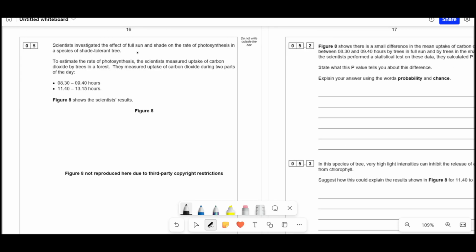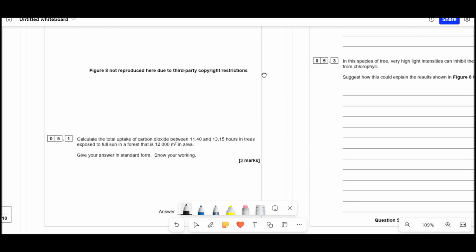Scientists investigated the effect of full sun and shade on the rate of photosynthesis in a shade-tolerant tree. To estimate the rate of photosynthesis, they measured the uptake of CO2 in a forest. They measured during 2 parts of the day, so from 8:30 to 9:40 a.m., I'm presuming, and then from 11, yeah, because it's in 24, so then 11:40 to 1:15 p.m. And the results have been taken out, sorry.